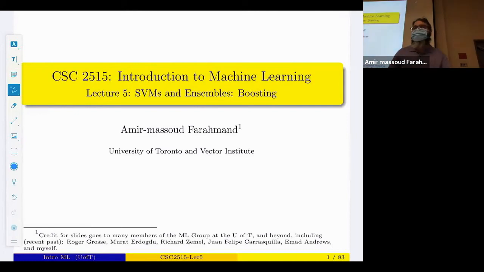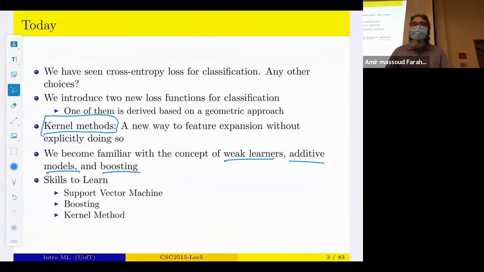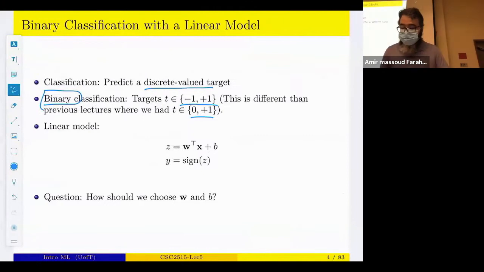Okay, today's talk is about support vector machine and boosting. Basically, we go back to the problem of classification and introduce some new loss functions. Previously, we talked about cross-entropy loss, but now we introduce two new losses, one of them based on some kind of geometric interpretation. The other is a kernel-based method, which is a way of doing kernel feature expansion without actually explicitly doing that. And then later we talk about the concept of weak learner, additive models, and boosting. So that's the summary of what's happening today.